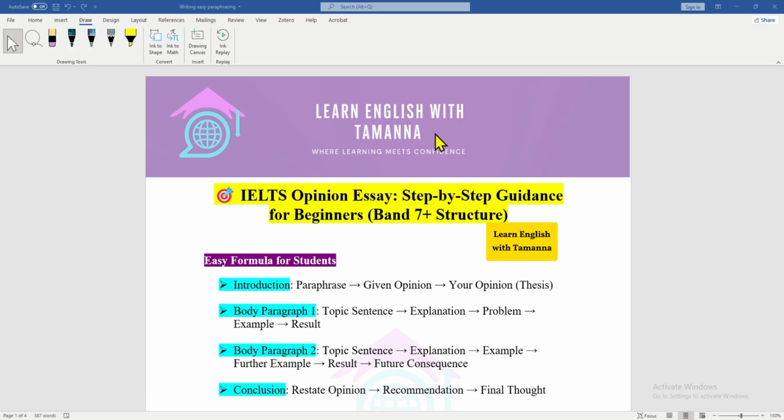Today I'm going to guide you how to write an opinion-based essay in IELTS Writing Test 2. As we all know, there are 5 types of essay in our IELTS Writing Test 2. Today I'm going to start with the first one, that is opinion-based essay, as I told you earlier. So without wasting any further time, let's get started.